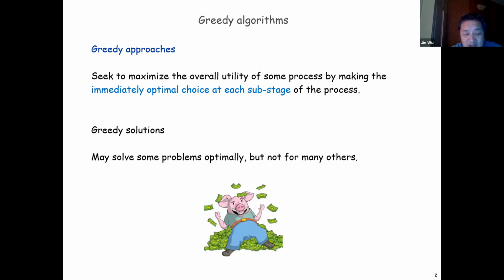This picture shows people being greedy, right? The more money you get, the better. But does that mean you will be very happy at the end? It's not necessarily so. But in some cases, especially the problems we discuss in this chapter, you will get the optimal result.